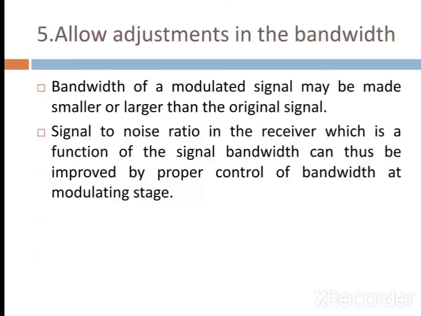Then fifth, allow adjustment in bandwidth. So the bandwidth of a modulated signal may be made smaller or larger than the original signal. Then the signal to noise ratio in the receiver, which is a function of signal bandwidth, can thus be improved by proper controlling of bandwidth at the modulating stage.